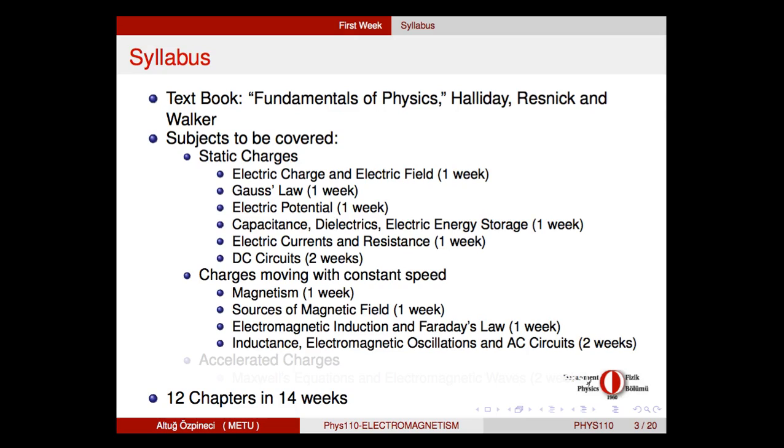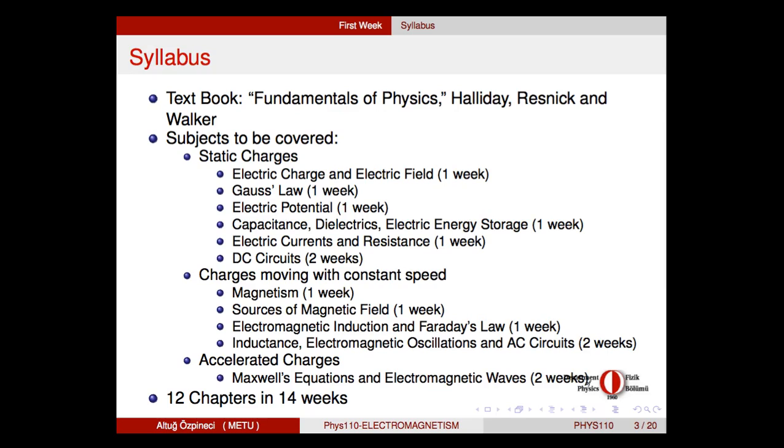And then once we study the charges moving with constant speed, we have, of course, the accelerated charges, and that is how we create the electromagnetic waves. So, for example, when you turn on the light, there's all this light coming out. They are basically created by accelerated charges. All light that you see is created by accelerated charges.